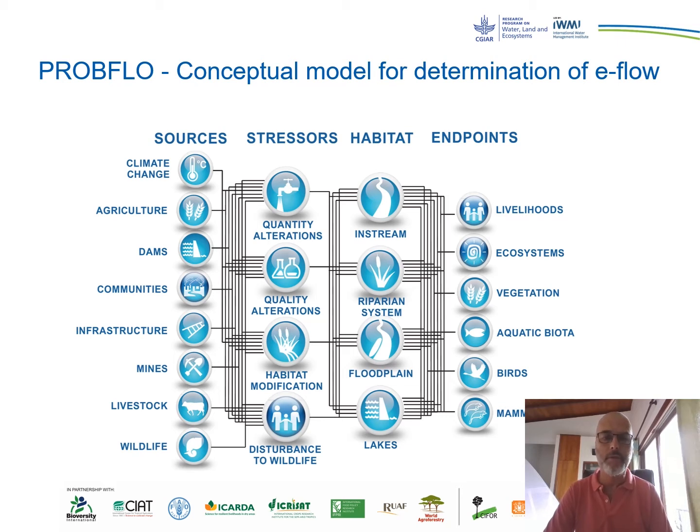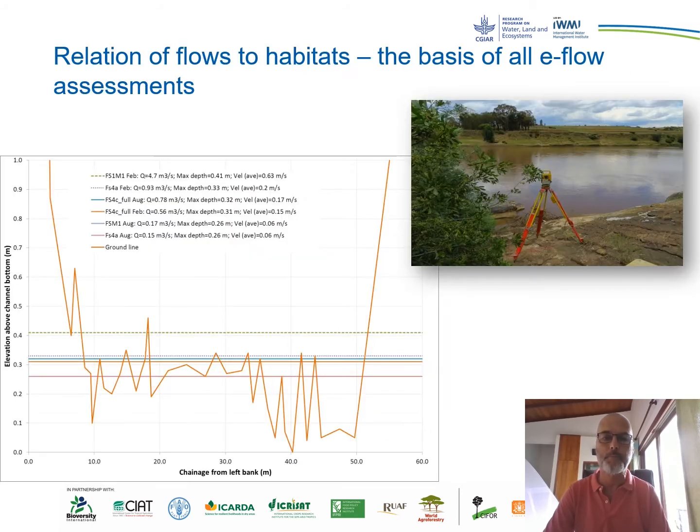If we move from left to right in this figure, we evaluate the sources of stress in the basin, for example, agriculture, dam development, mines, etc., and document how they exert stress through changes in water quantity, quality, habitats, and how this impacts on a series of endpoints that include livelihoods such as farming, grazing, and building material collection, as well as protection of the ecosystem itself.